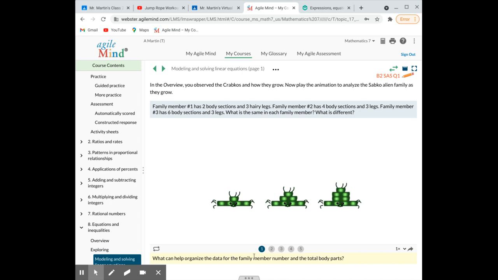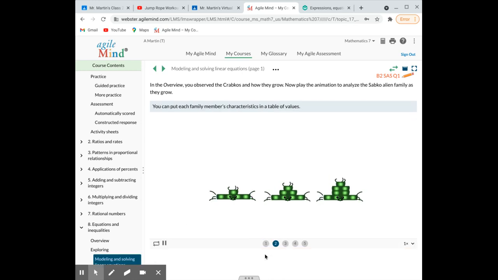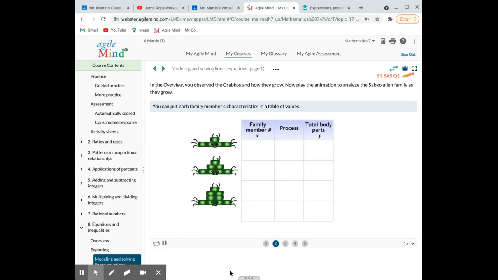2. Okay. So it says, what can help organize the data for the family member number and the total body parts? What could we use to organize that data? A number line? Yeah, a number line might work. What about a table or a chart? Would that help? Yes. All right. Let's take a look and see what they chose. Okay, so they used a table. And it's showing that if there's one family member, to get the total body parts, they did one family member times 2 body parts plus the 3 legs.